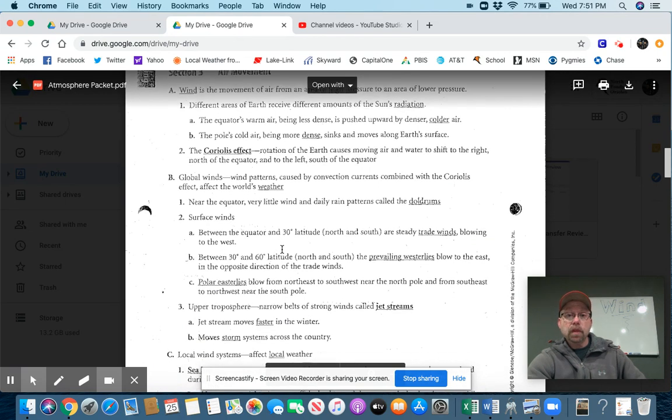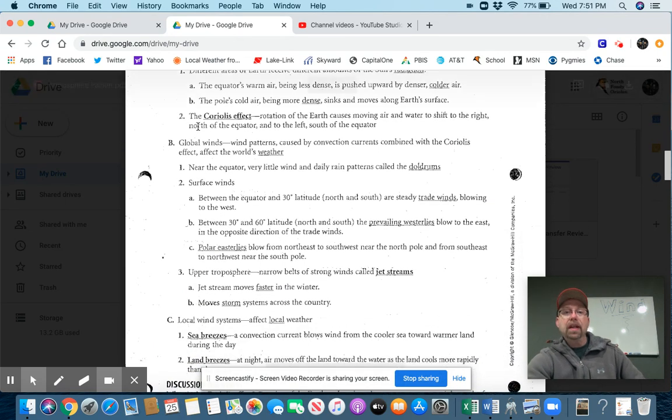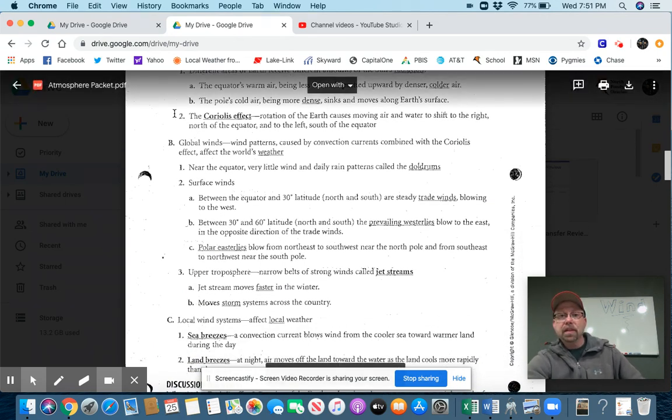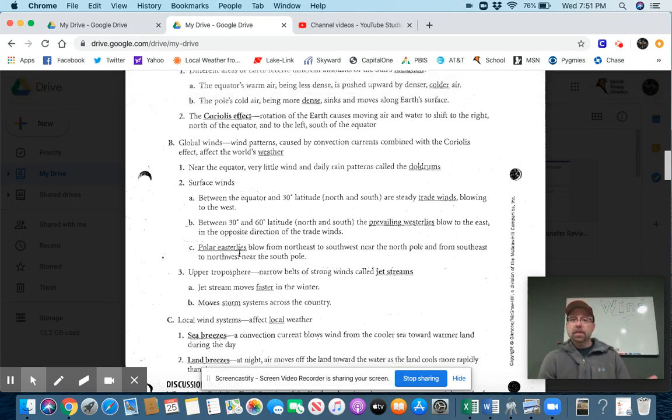Now, when we look here at the notes, the next thing on the list is something maybe even slightly more complicated, and it's called the Coriolis effect. I'll read the definition first, and then I'll explain how it works. The Coriolis effect, as it says, rotation of the Earth causes moving air and water to shift to the right, north of the equator, and to the left, south of the equator.